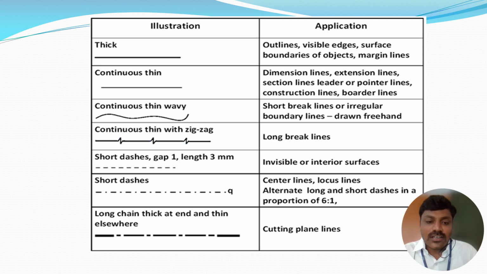This is the continuous thin wavy line. It is mainly drawn for break lines or irregular contours, and can be drawn freehand. Then the continuous thin zigzag lines are mainly used for long break lines. Short dashes with a gap of 3 mm are mainly used for invisible surfaces or interior surfaces. Next one is the short dashes with a dot among the center, used for center lines, locus lines, and alternate long lines.